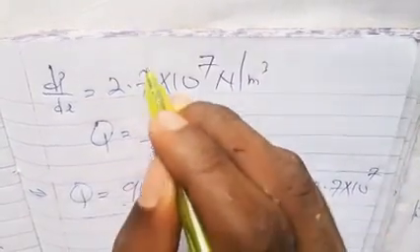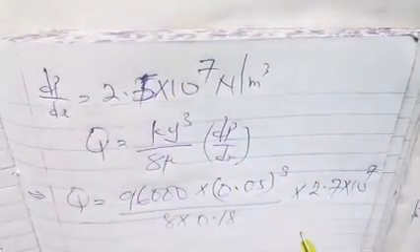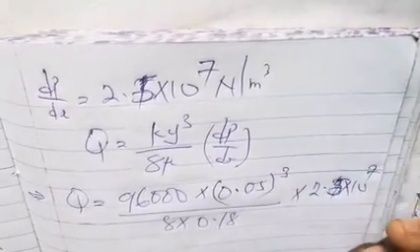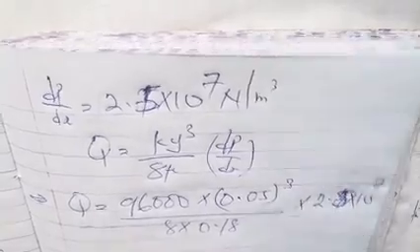Okay, sorry, this is 2.5. The pressure gradient is 2.5, okay, sorry for that error. The pressure gradient is 2.5 and not 2.7. So this is what we'll do now.